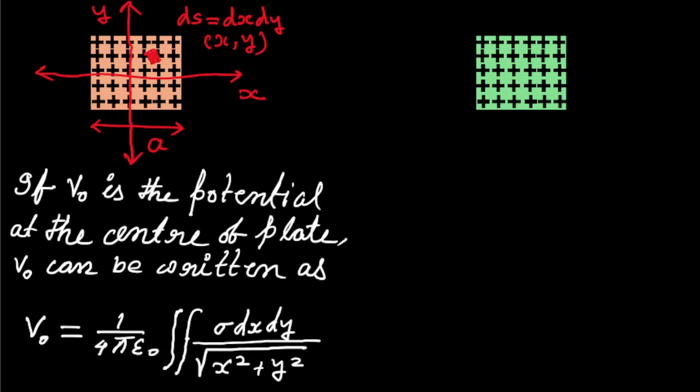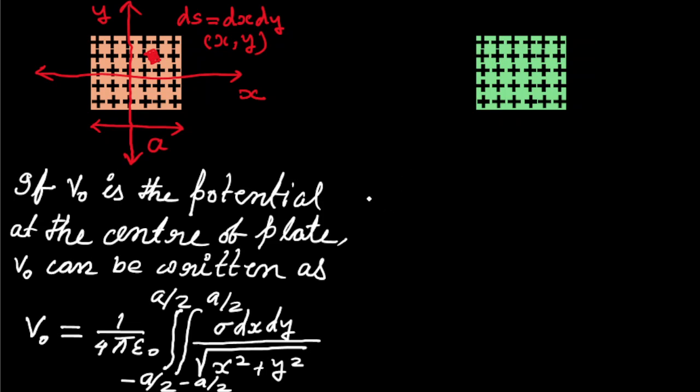So we have to put the limit of this integration. For the whole surface, since we have considered that the center of the plate and the origin of the coordinate system are at the same point, and the sides of the plate are a, the limits of x and y will be minus a by 2 to plus a by 2, and similar for y also, minus a by 2 to plus a by 2. Okay, so if we calculate this integration, then we'll get the potential at the center due to the whole plate.